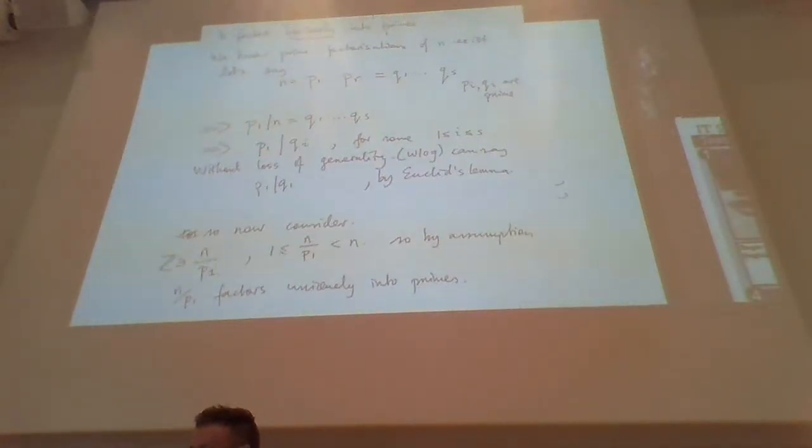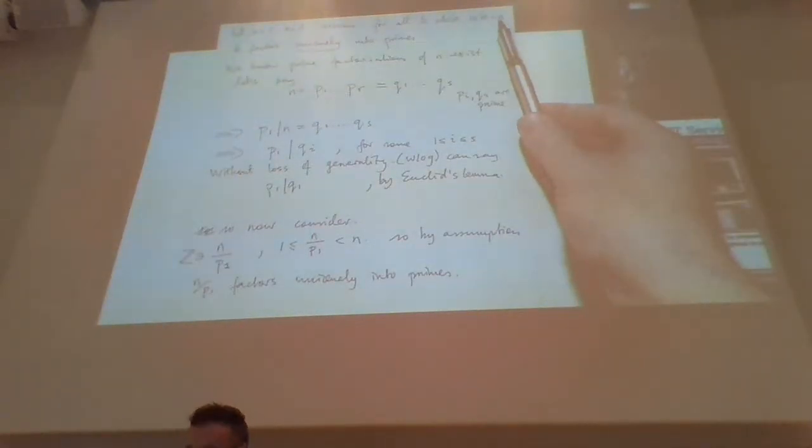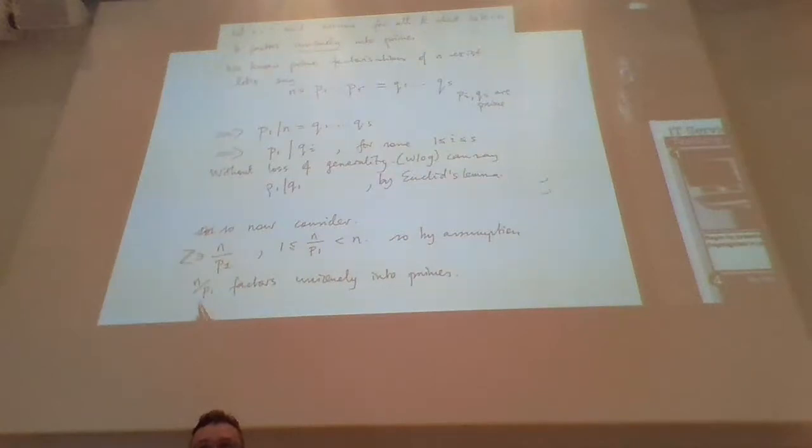So by assumption, n over P1 factors uniquely into primes. Because that was the induction assumption that we made: we assumed every number strictly less than n factors uniquely into primes. Well, here's a number strictly less than n, namely n divided by P1. So that must factor uniquely into primes.